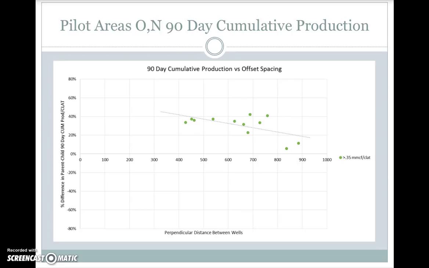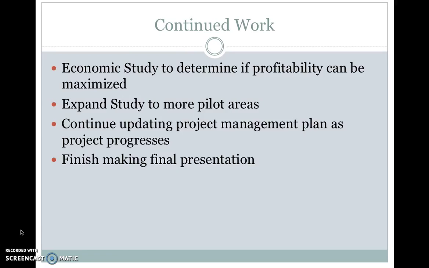And then once again for the high cum, it's also looking like it doesn't really matter where you put that child well, you're going to negatively impact your child's production. And so you're probably going to have to put it well over 1,000 feet away in order to get back to the optimum parent production.